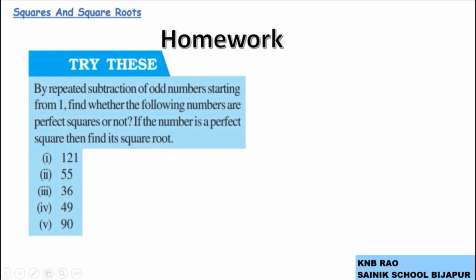Students, homework for you. This is the homework. Write down, by repeated subtraction of odd numbers, subtracting from 1, find whether the following numbers are perfect squares or not. If the number is a perfect square, then find its square root. So I gave you 5 questions, do them in classwork only.